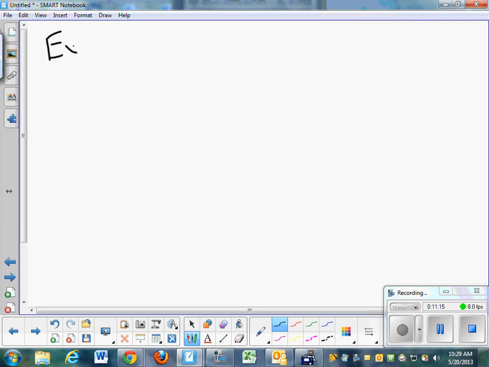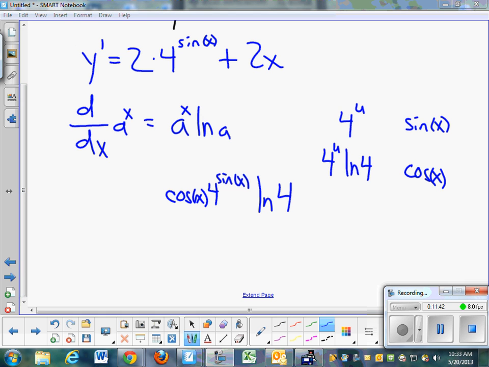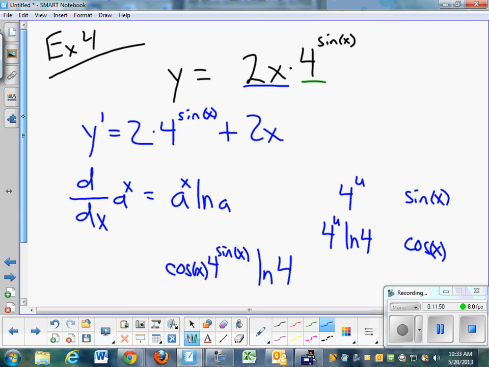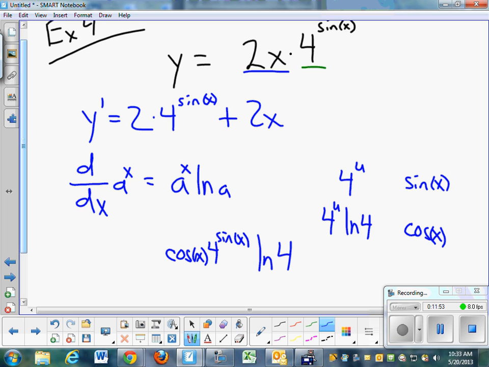You try this one on your own. See if you can find the derivative of that. That would require, very good, as Greta says, the product rule. I'll let you guys go to work there. Okay, so let's talk this one through. Everybody should be able to get this first part pretty quickly. We have 2x times 4 to the sine of x.